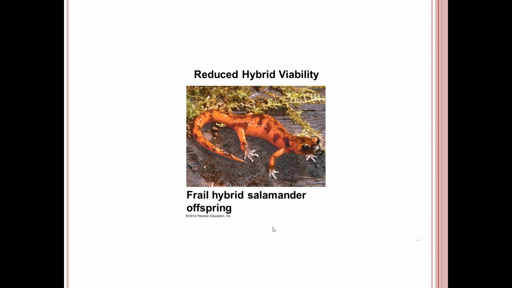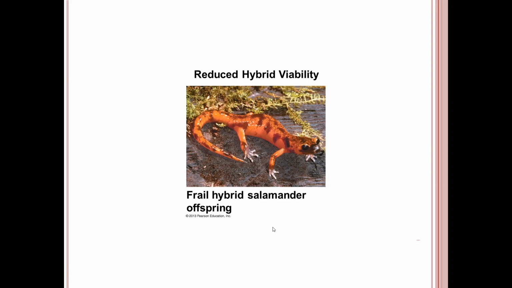Okay, here we have reduced hybrid viability. And the viability basically is saying that this hybrid salamander that you have pictured here, the viability of it is not high. It's a very weak animal. And so if it's a very weak animal, the chances of it reproducing and passing on its genetics are very low to not at all.